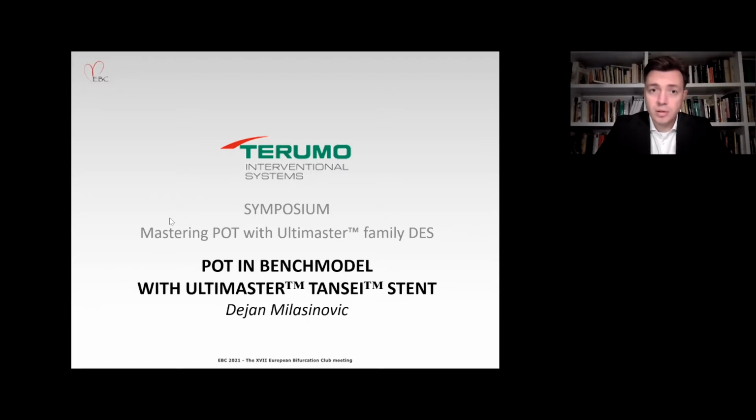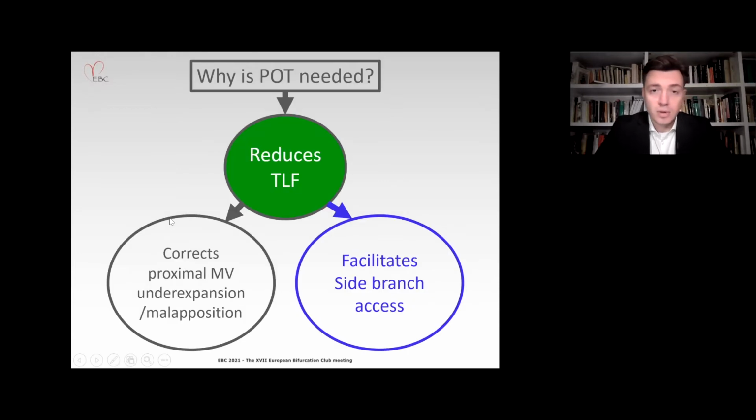The presentation title for today will be POT in the bench model with Ultimaster Tansei stent. So my job today will be to illuminate the fact, as we have previously seen, that POT can improve clinical outcomes. Now, the straightforward answer to that would be that POT corrects underexpansion in the proximal segment of the bifurcation. And what I would try to deal with on the bench model is how POT facilitates side branch access, so how it can help procedurally if side branch intervention is needed.